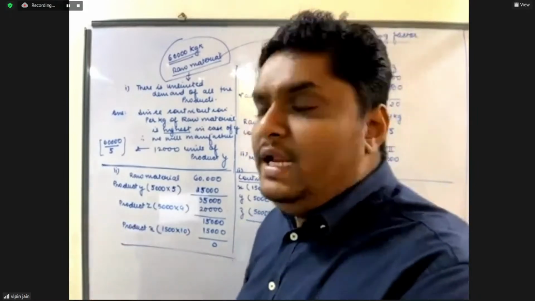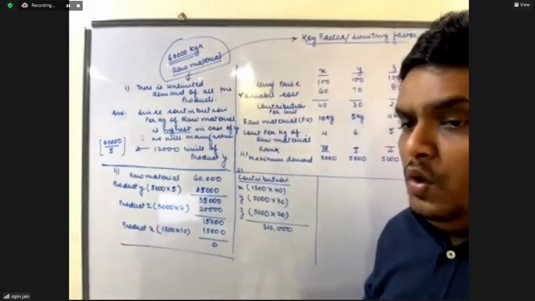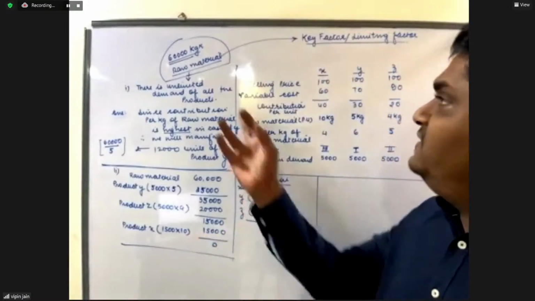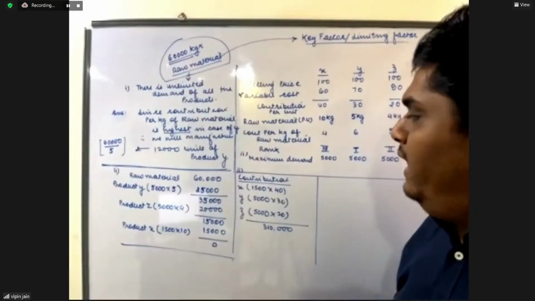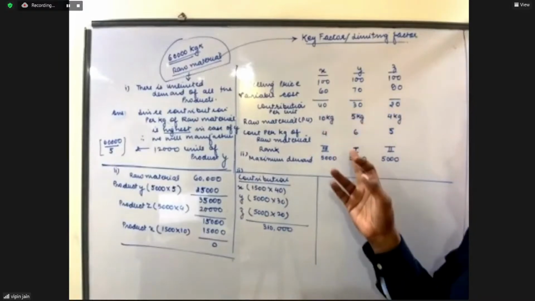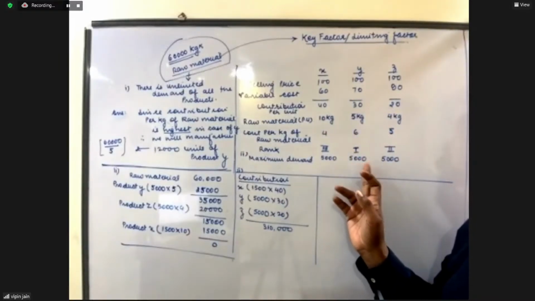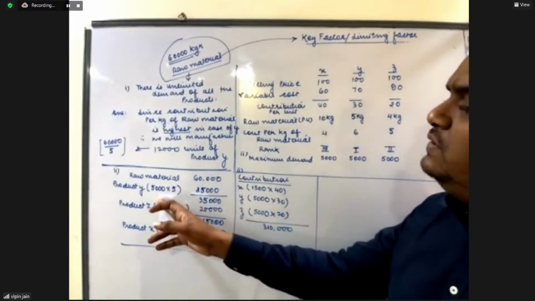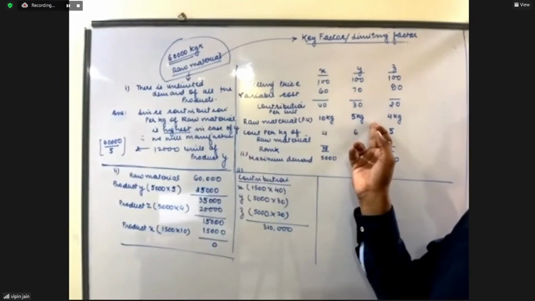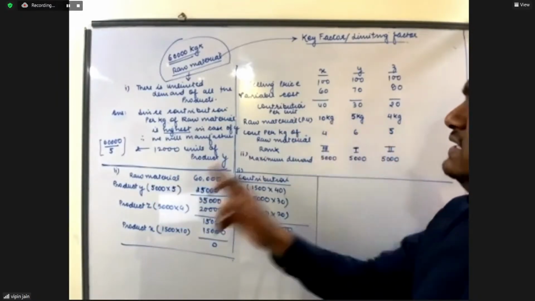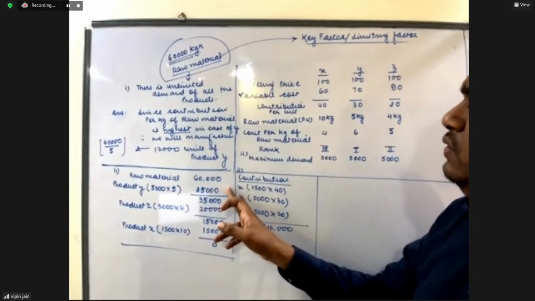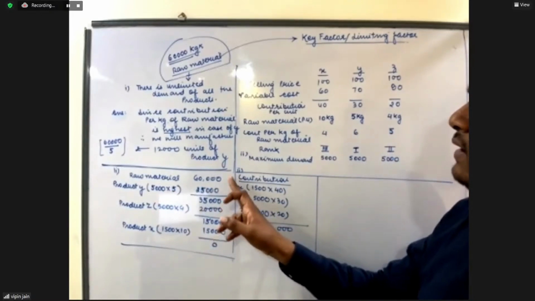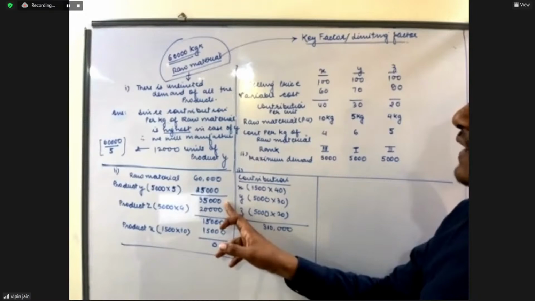When talking about the second part, we have 60,000 kgs of raw material in hand. So my first priority will be to manufacture the complete demand of product Y, that is 5,000 into the requirement of raw material is 5 per kg. So 25,000 kgs will be utilized in manufacturing product Y. So we'll be left out with 35,000 kgs.